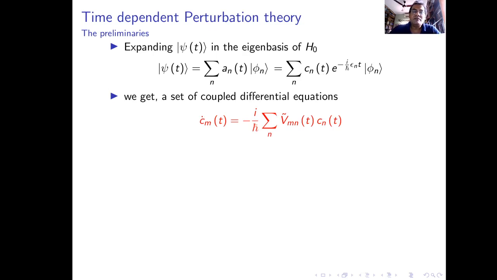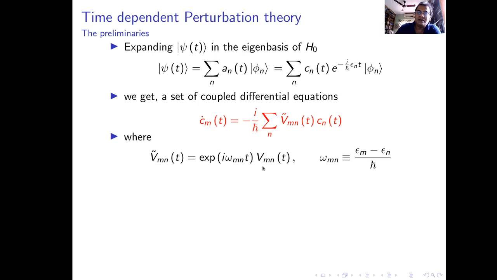If you do that and substitute this whole thing in the time dependent Schrodinger equation, what you get is a set of coupled differential equations. And the V tilde mn of t which is sitting here are basically V mn of t, the matrix elements, but with an additional factor. It's V mn of t, the matrix element between the states phi m and phi n of V of t, times a phase factor which depends on the energy difference epsilon m minus epsilon n of the two states involved. These are of course the unperturbed energy eigenstates, whose energy difference comes in here.